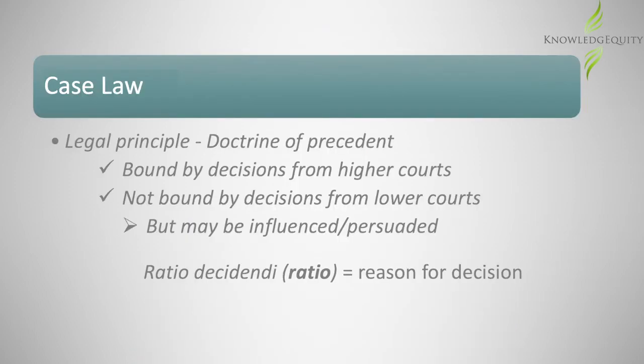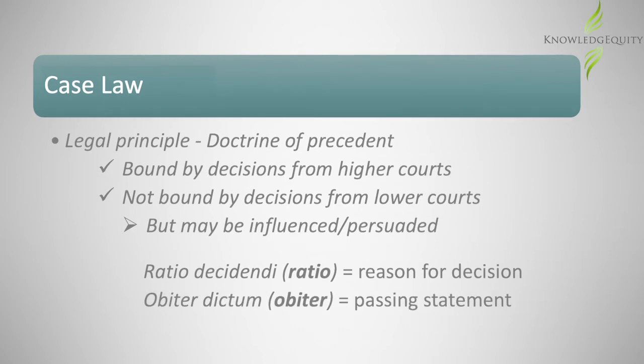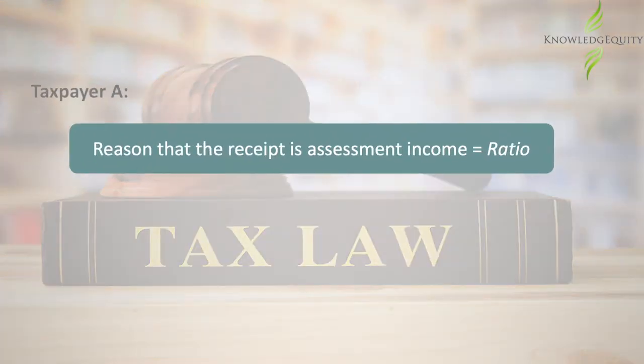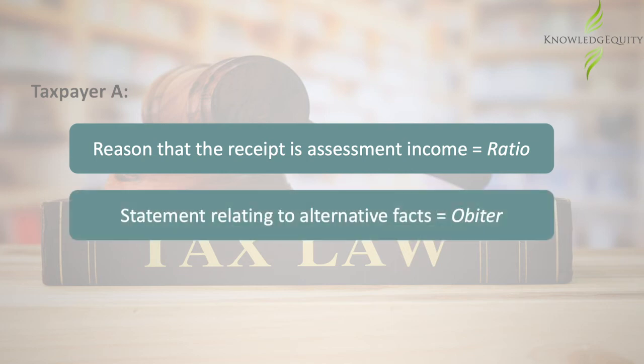Lower courts are only bound by statements of higher courts when such statements are ratio, that is, the court's reason for its decision. This compares to the obiter, which is something that is mentioned by the way to influence rather than bind future court decisions. For instance, assume that taxpayer A appeared before a court and the court found that A's receipt was assessable. The reasons that the court stated that the receipt was assessable would constitute ratio. If the court then went on to comment that the receipt would not be assessable if certain facts were different, then this would constitute obiter.